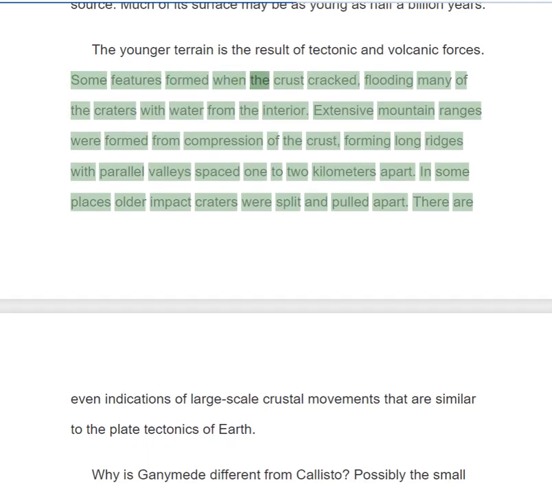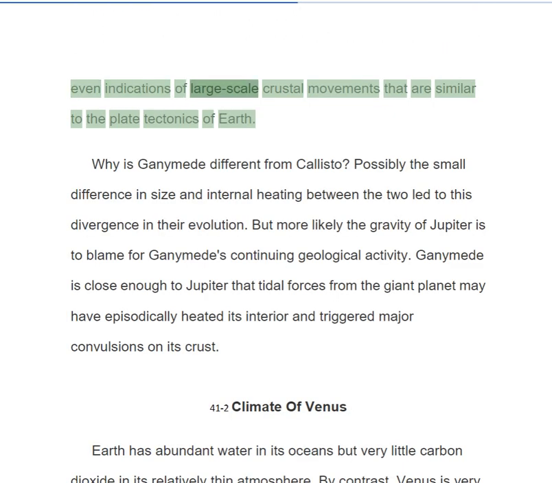Some features formed when the crust cracked, flooding many of the craters with water from the interior. Extensive mountain ranges were formed from compression of the crust, forming long ridges with parallel valleys spaced 1 to 2 kilometers apart. In some places, older impact craters were split and pulled apart. There are even indications of large-scale crustal movements that are similar to the plate tectonics of Earth.